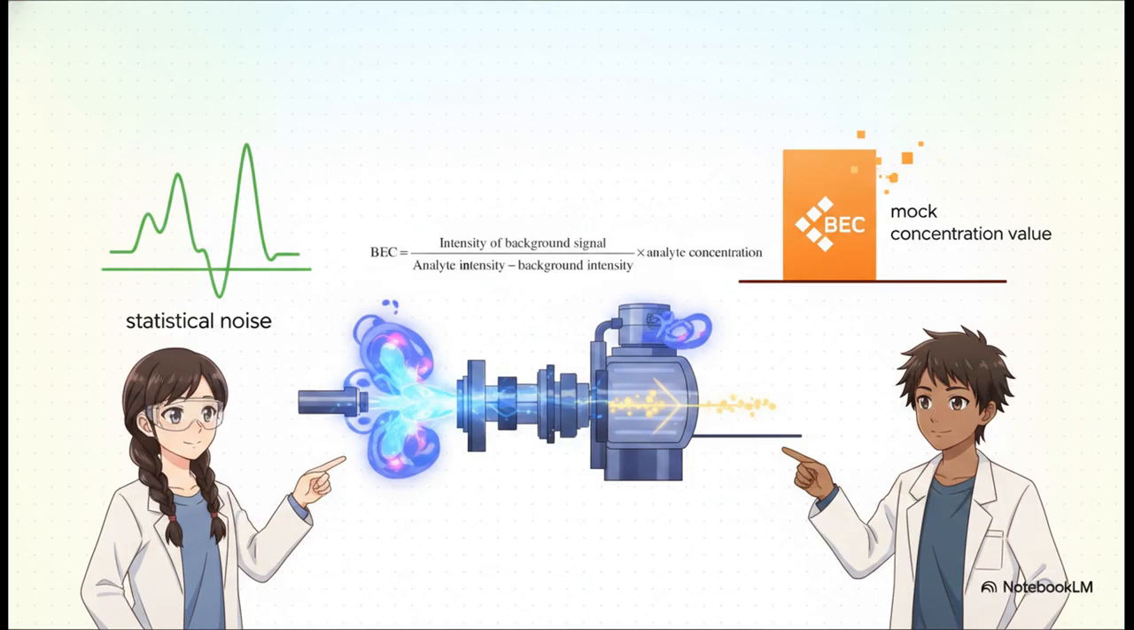Alongside the detection limit, we also evaluate the background equivalent concentration, or BEC. Unlike the IDL, which focuses on the statistical noise, the BEC expresses the raw intensity of the background signal itself as a concentration value. It essentially tells us how much apparent concentration is just inherent baseline static in the machine.